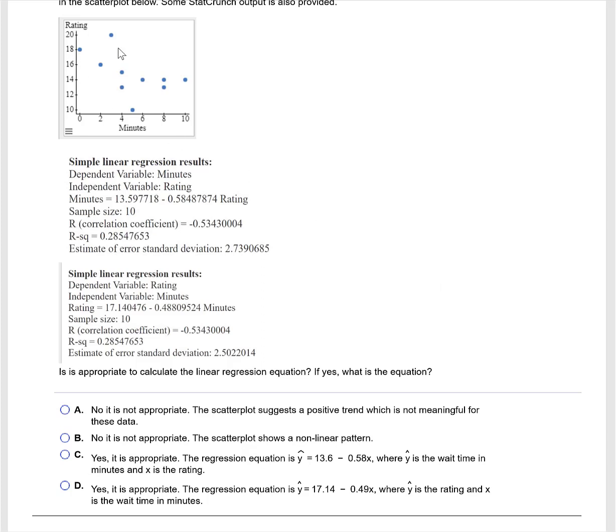Okay, so we see a fairly normal trend. It's not real strong, but as the minutes increase, the rating goes down, which is what you would expect. So which output do we use? The dependent variable we're going to be using is the rating. So we're going to be using the second set of output, and then there's our regression equation right there. So it is appropriate, and then there's our regression equation, which is in answer D.